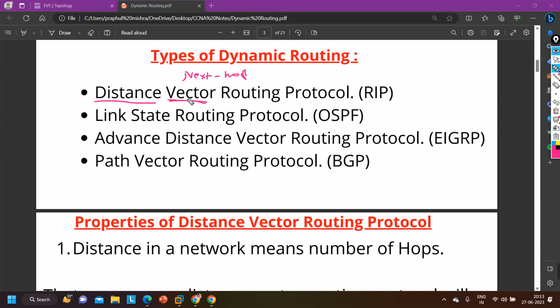So the distance vector routing protocol is defining that I am a distance vector routing protocol. Distance means hop count. The main work of each routing protocol is selecting the best path, and for selecting the best path, calculating the metric. So distance vector routing protocol calculates its metric on the basis of hop count, the number of hops.